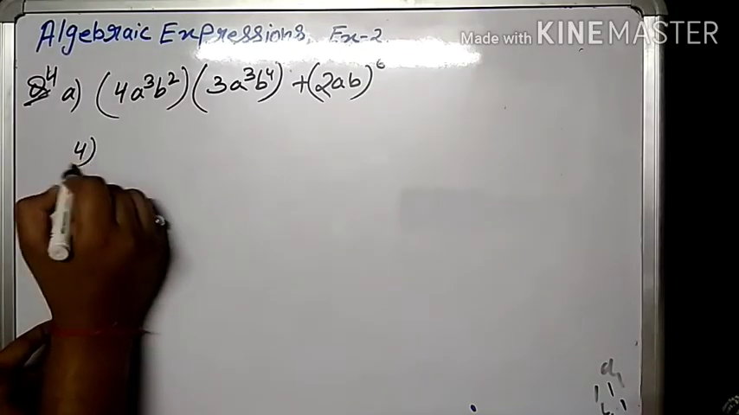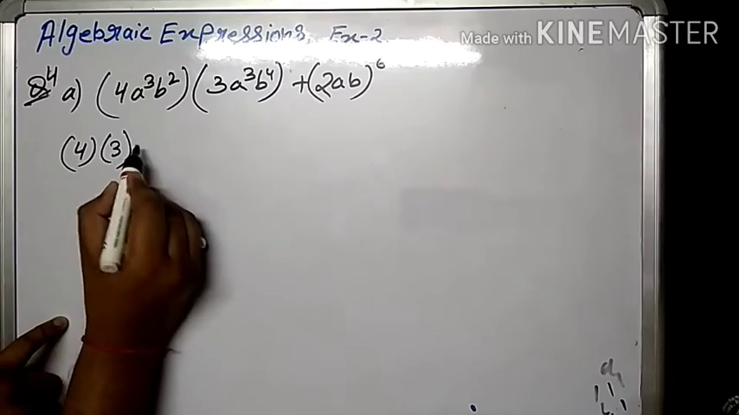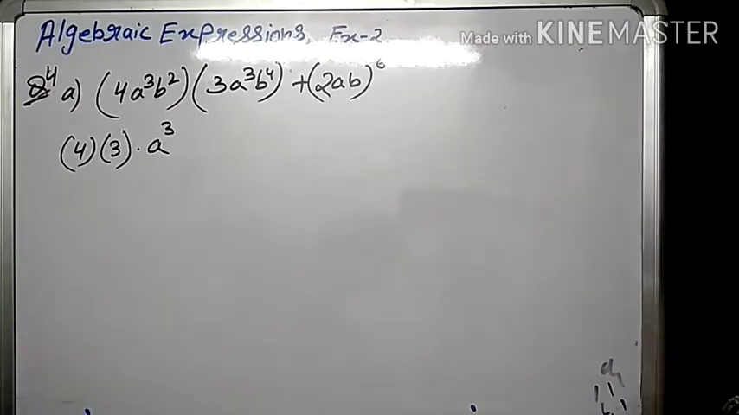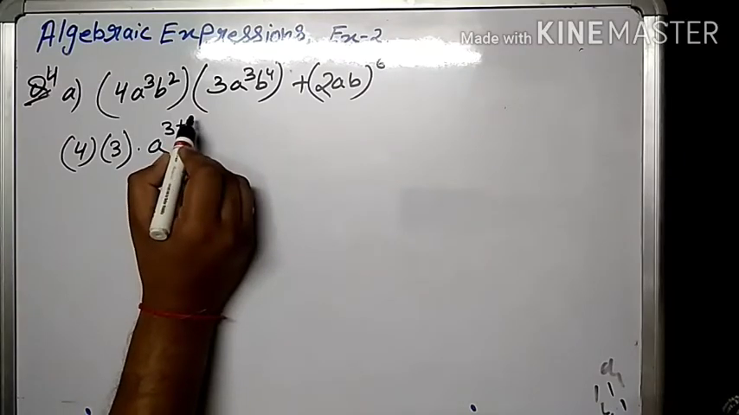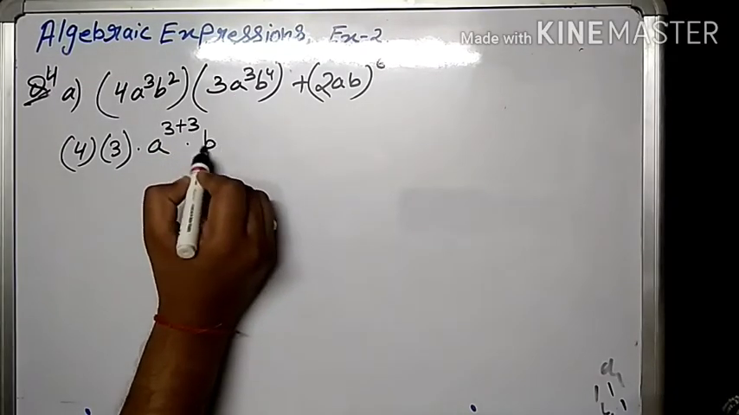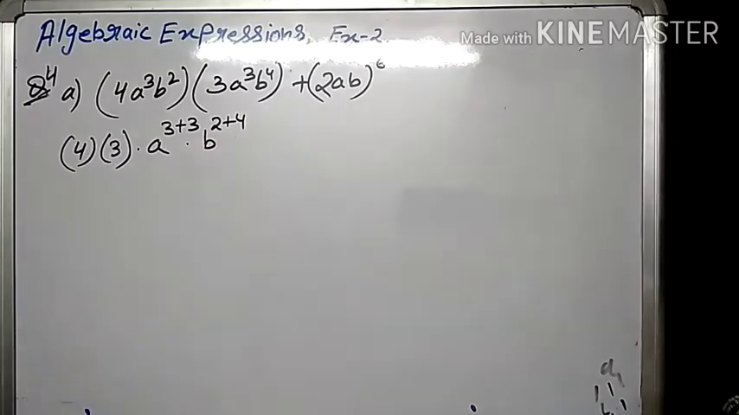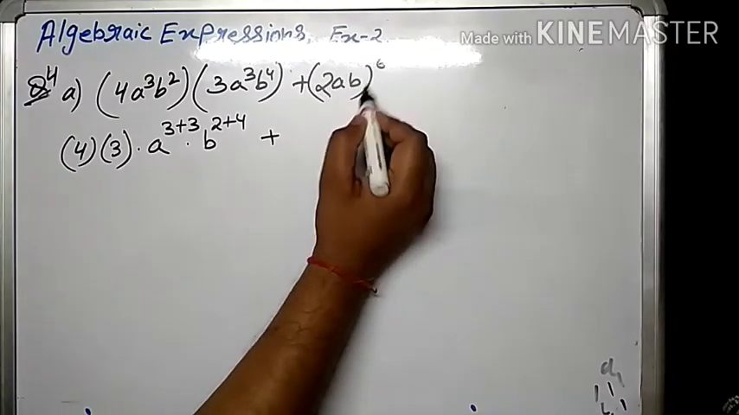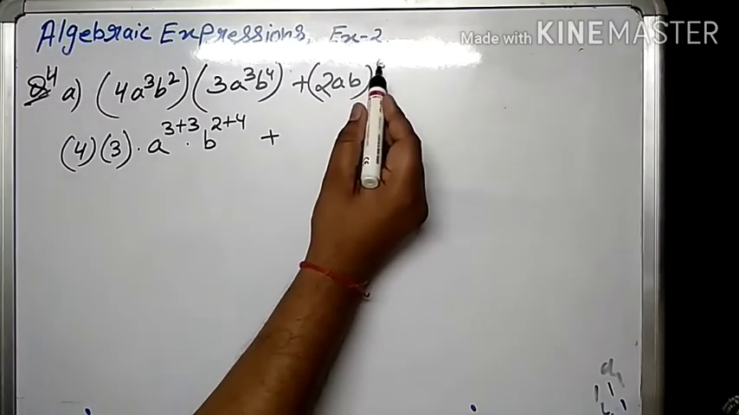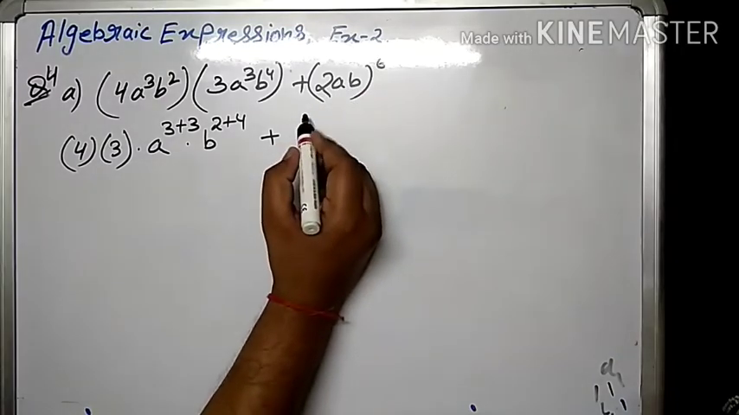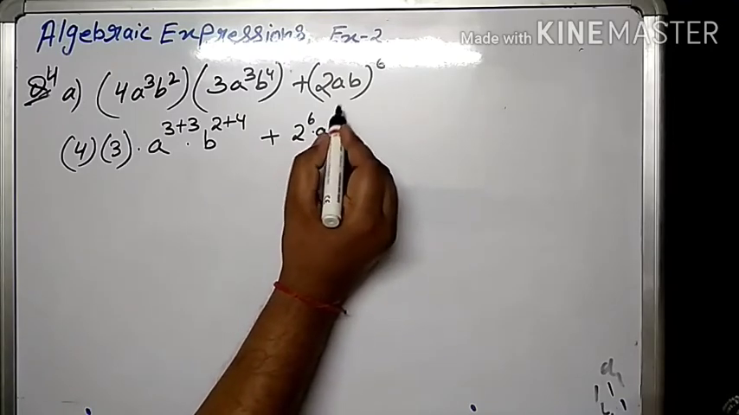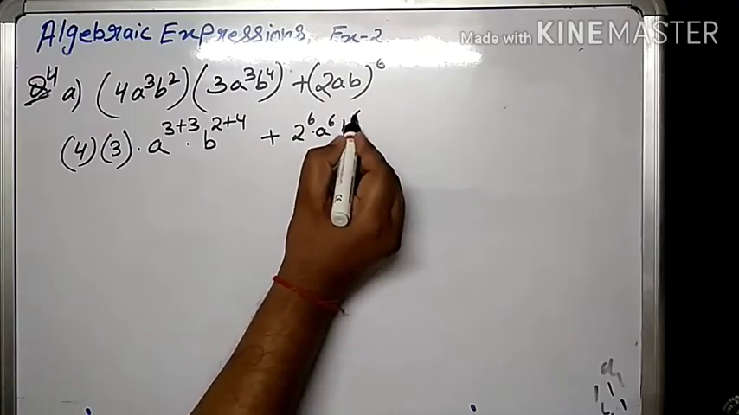That is 4 into 3, that is 4 and 3, a to the power 3 plus a to the power 3 plus 3, then b 2 plus 4. In the same way here, this is 6 whole power, that is (2ab) whole power 6. So when we open this, it will become 2 raised to the power 6, a raised to the power 6 and b raised to the power 6.